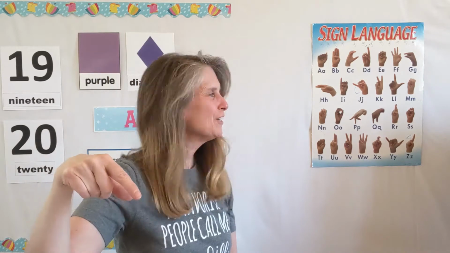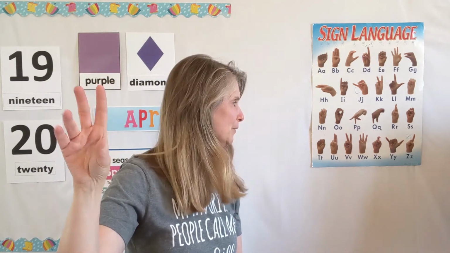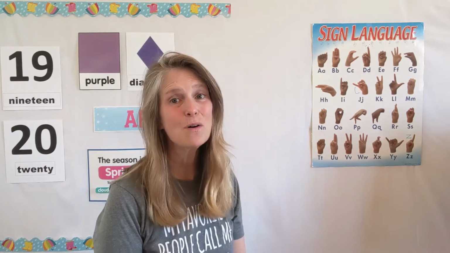P, Q, let's go this way. Q, R, S, T, U, V, W, X, my fingers don't open properly, Y, and Z. Now we know our sign language ABCs. Next time, won't you sign along with me?